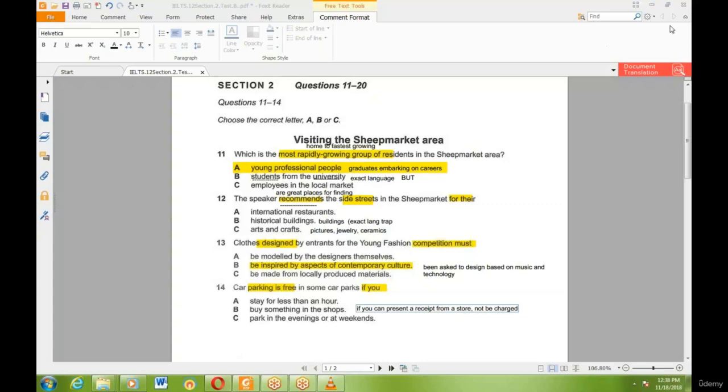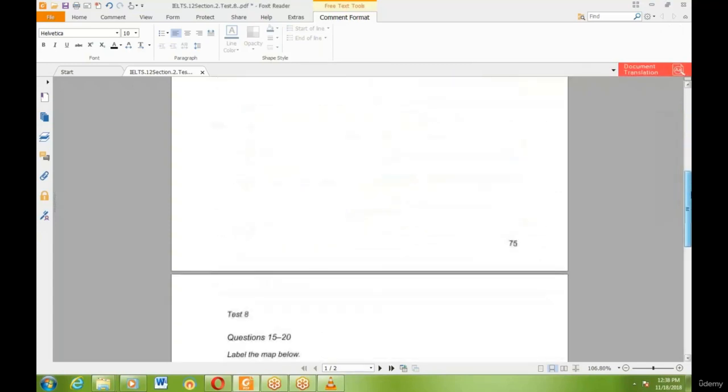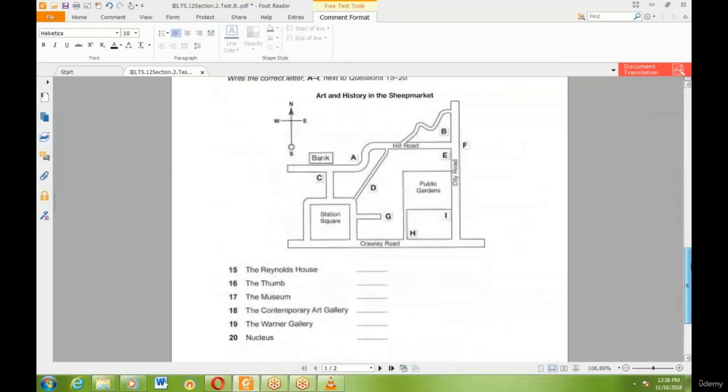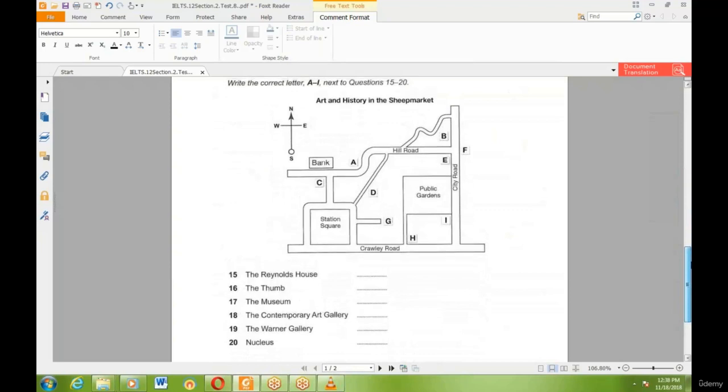All right, so I'm going to the next part, which is a map. Now, when it comes to maps, a lot of students have trouble with the map. And when it comes to maps, you have to really make sure that you're able to recognize map language.